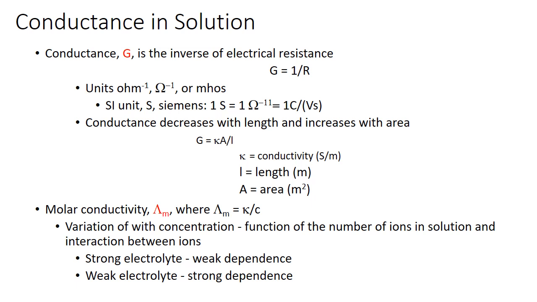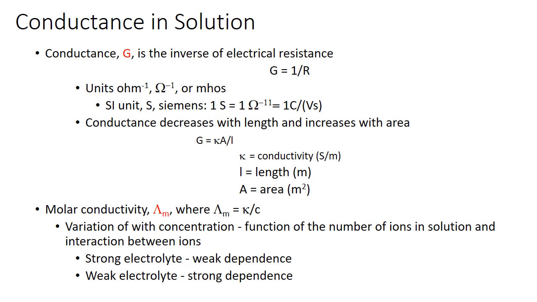So we describe the formula: conductance is equal to kappa into A by L, where kappa is conductivity or specific conductance. Its unit is Siemens per meter, where L is length and A is area in meter square. Then we discussed molar conductivity also, where molar conductivity is equal to kappa into 1000 by molarity, right?